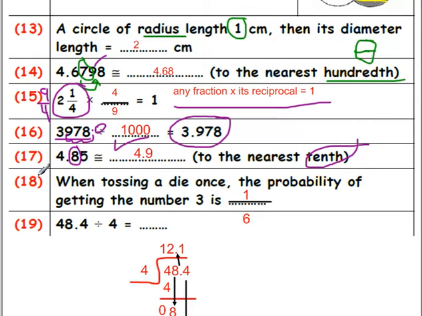Number 18. When tossing a die once, the probability of getting the number 3 is what? I have one 3 on a die. So I will write the number you want up and the total down.